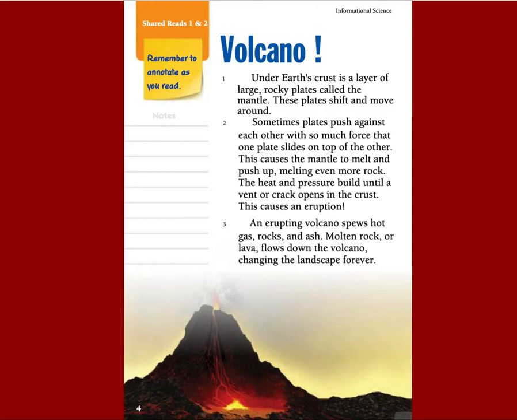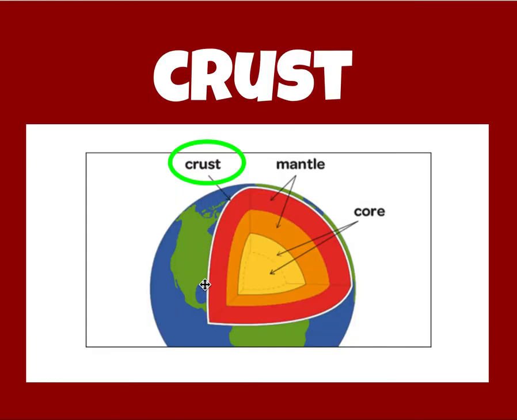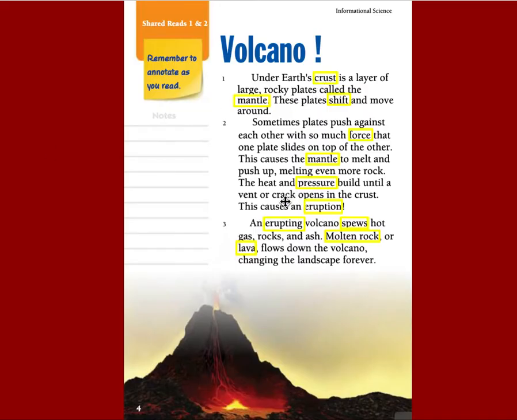There were some tricky words in here. I found some tricky words. So here we have the word crust. Say it with me, crust. What is crust? The crust is the outside of the earth. It's the part that we live on, not the inside. It's the part with the dirt and the water and land. Crust. Then we have the word mantle.